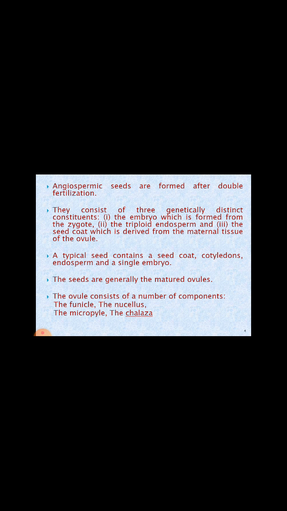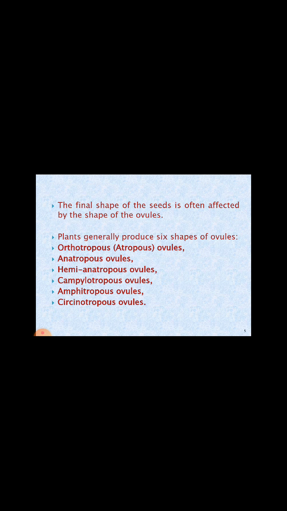The nucellus, the remnant of the megasporangium and main region of the ovule where the megagametophyte develops. The micropyle, a small pore or opening in the apex of the integument of the ovule where the pollen tube usually enters during the process of fertilization. And the chalaza, the base of the ovule opposite the micropyle where integument and nucellus are joined together.